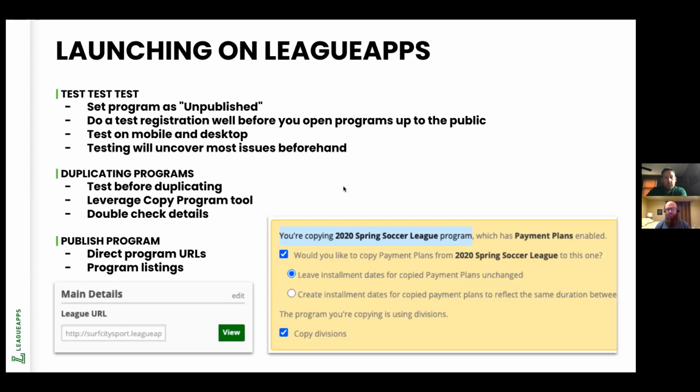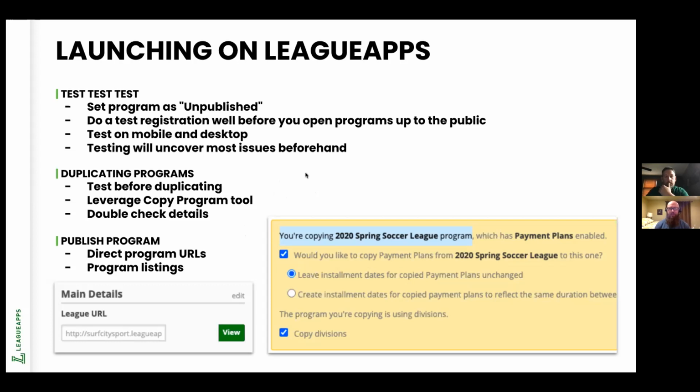And then of course you've tested it, you like it, looks great, everything's perfect. You can duplicate that program quickly. We have a copy program tool. You always want to double check the details, but if your pricing is generally the same across all your programs, it's a great way to churn out a lot of programs in a pretty short amount of time.